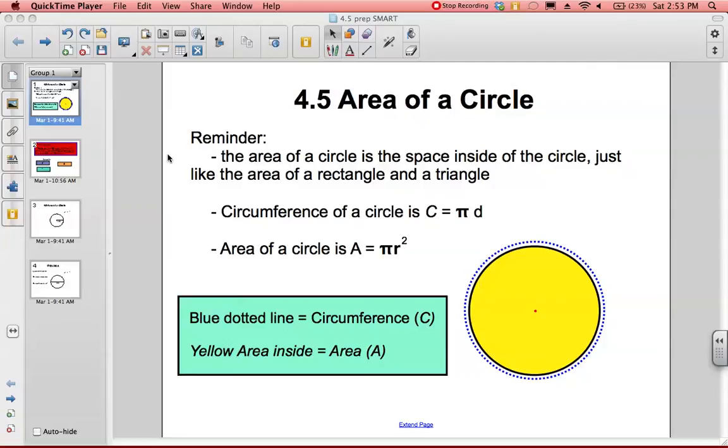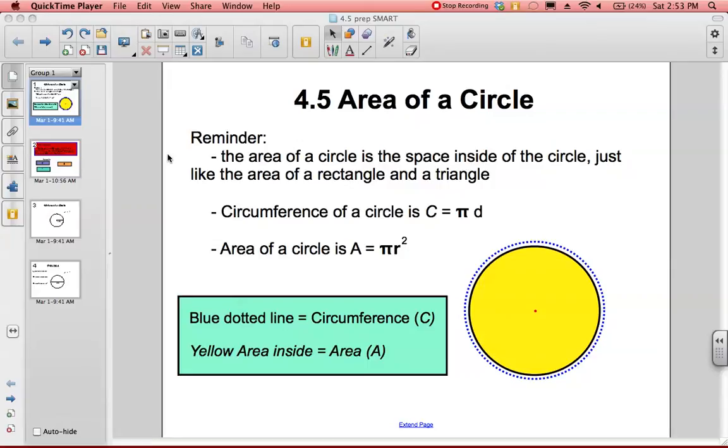Section 4.5, the area of a circle. Just a reminder that the area of a circle is the space inside of the circle, just like the area of a rectangle and a triangle are the area inside of the rectangle and a triangle. To recap, we have already done circumference of a circle, and that is different than the area of a circle.